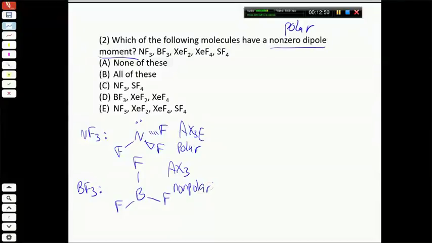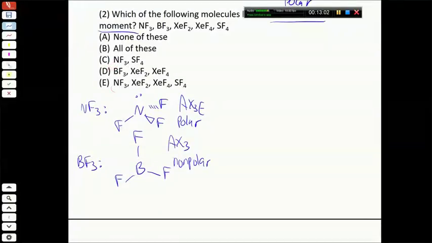All of the boron-fluorine individual bond dipoles will cancel each other out in this arrangement. So one lone pair is always polar, 0 lone pairs is nonpolar. The ones that have something other than 0 and 1 lone pairs, you have to think about a little bit harder than that. The next one that's in the list is xenon difluoride, XeF2, a rare compound of xenon.